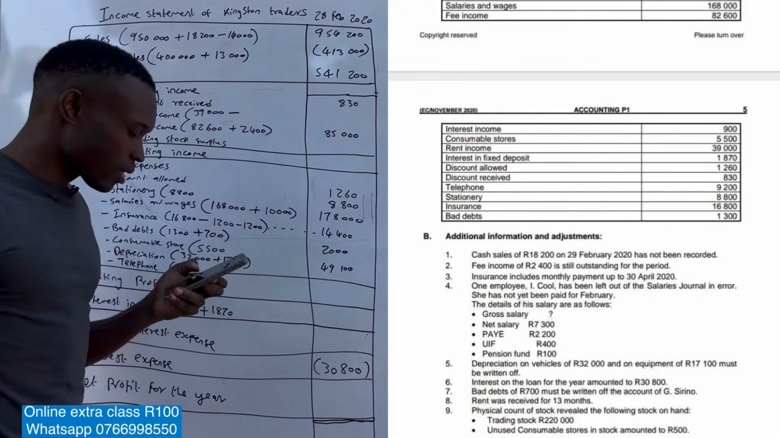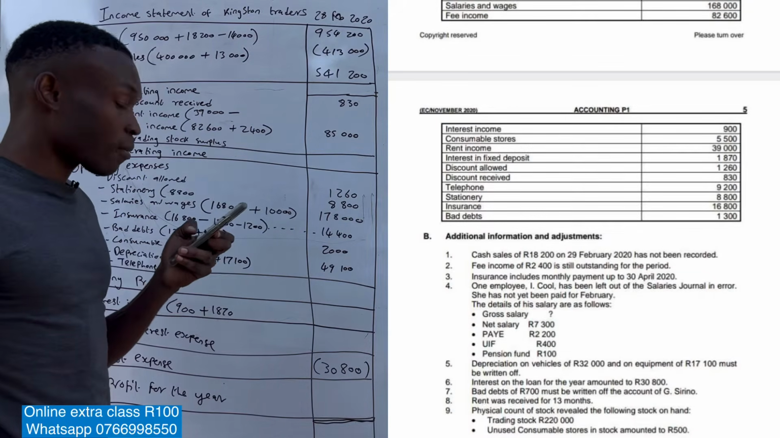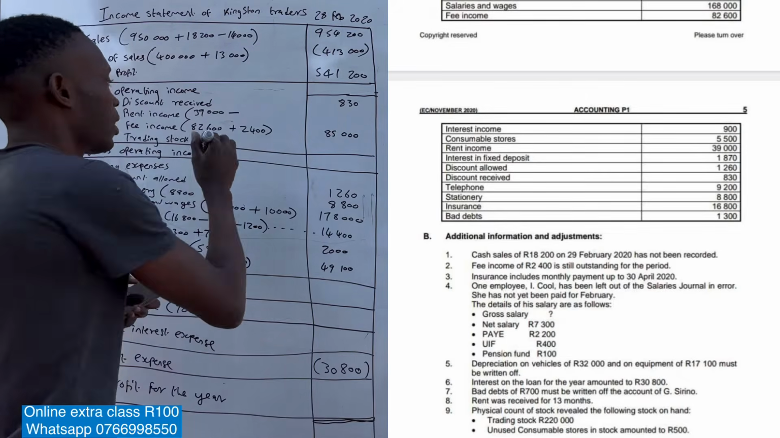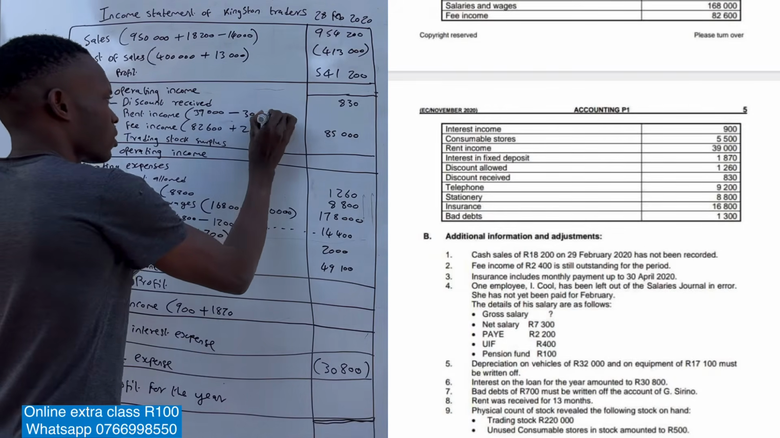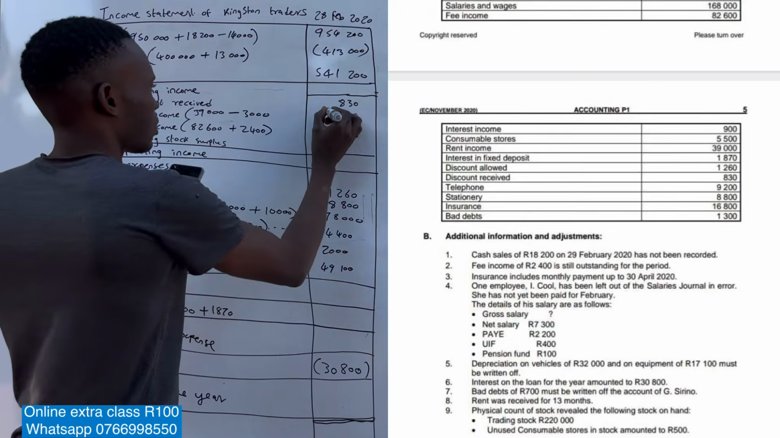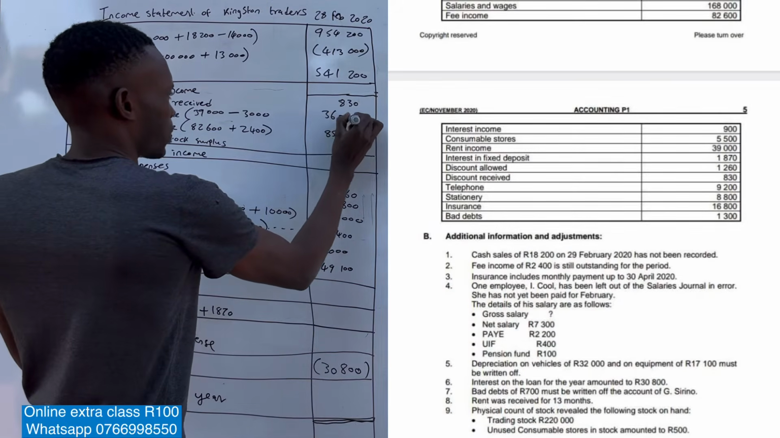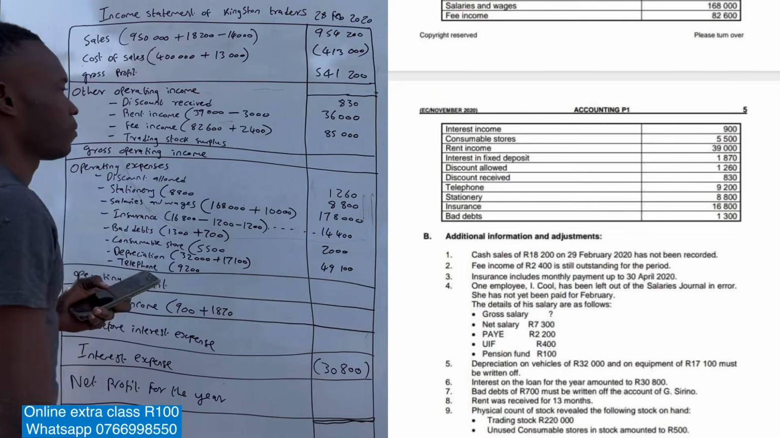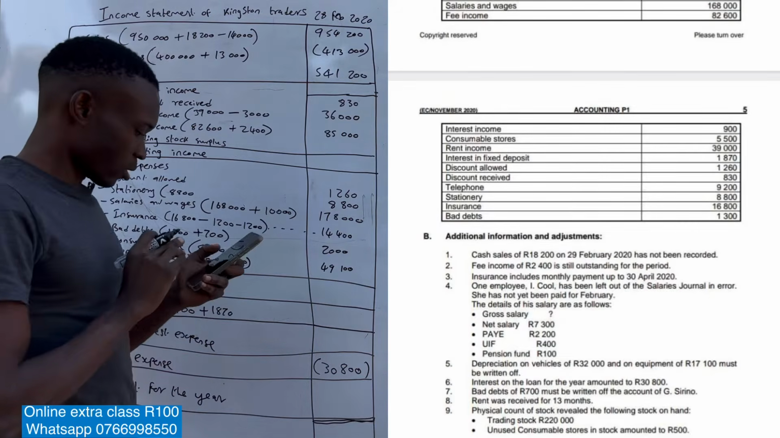39,000 divided by 13, and you're gonna get the amount of 3,000 for 1 month, and you remove that 1 month of 3,000 and you get 36,000. Just like that. Very simple and straightforward.